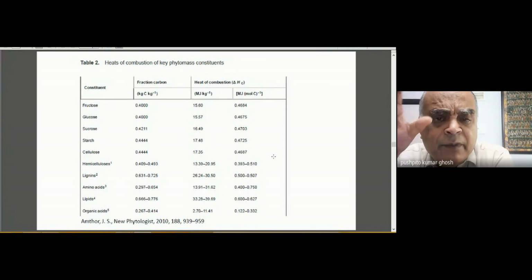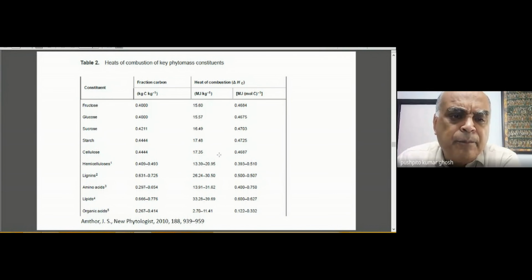And remember that the materials which you are producing, like I've written down over here: fructose, glucose, sucrose, starch, cellulose, hemicellulose, lignin, amino acids, lipids, organoids. These are the primary metabolites of the plants. And all of these can be combusted, and I can get energy out of them. That's the heat of combustion. So what does it mean? That the plant actually converted solar energy into chemical energy.